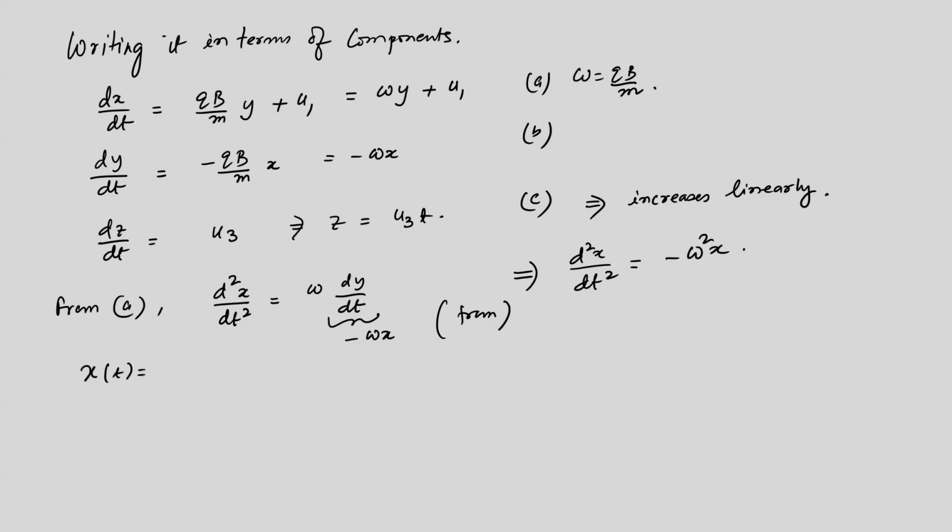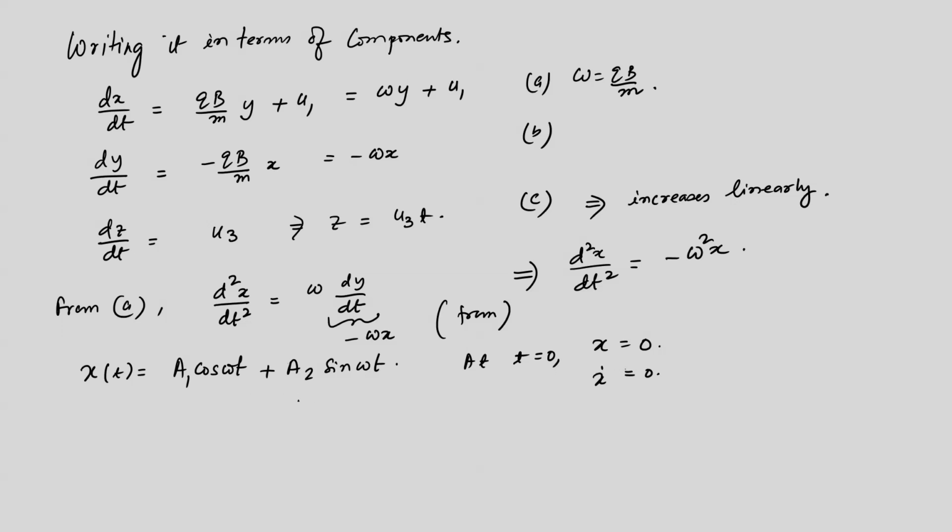x of t is a sinusoidal function and a cosine function, a1 cos omega t plus a2 sin omega t. Now, it is important to note that we have two unknown constants which make the solution general, but we need particular solutions because we have been given those initial conditions. So, the initial condition is that at t equal to 0, x is equal to 0, because it is from the origin, and then x dot is also equal to 0.